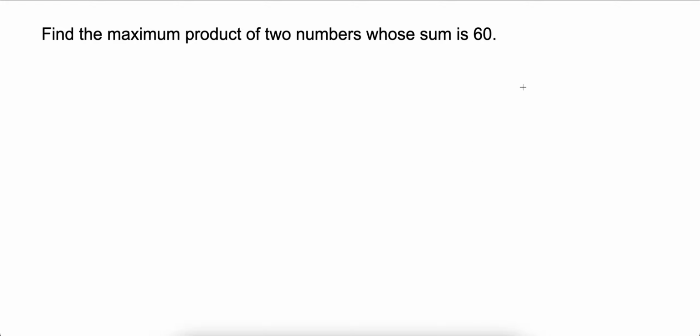Master optimization in calculus. Find the maximum product of two numbers whose sum is 60. First, we want to know what we are optimizing. In this case, we're optimizing the product. That means eventually we're going to take the derivative of the product. But first, let's find out the sum.